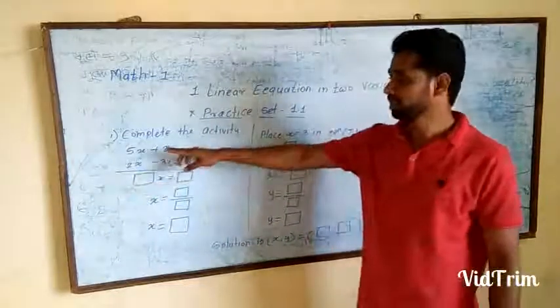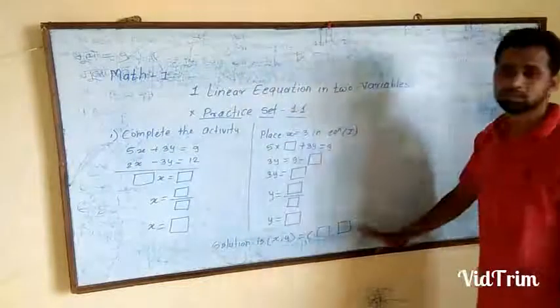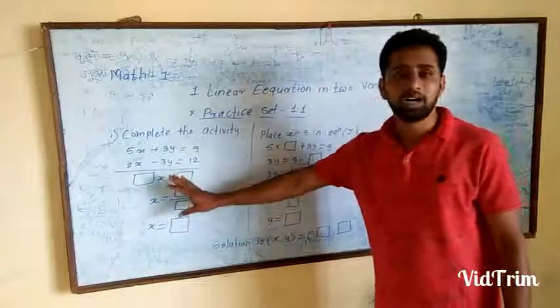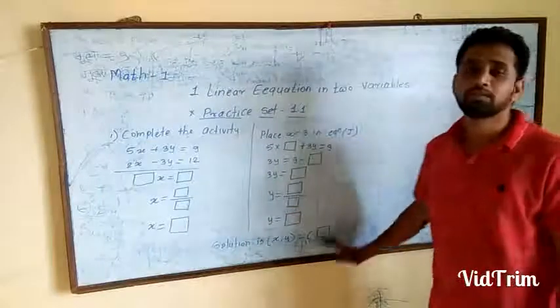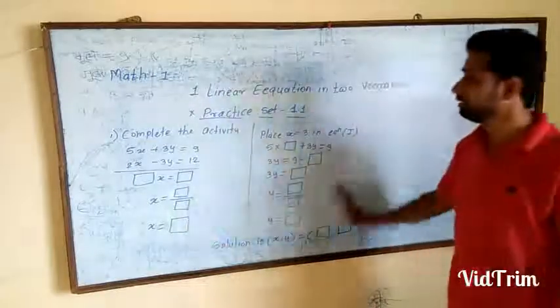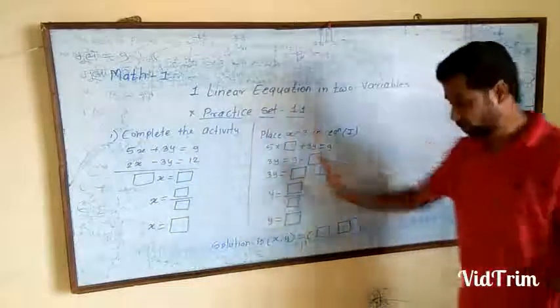The first question is complete the activity. There is an activity given for us. This is a simultaneous linear equation and how to solve it. The given process is incomplete. We can complete this activity, complete this equation, complete this solution.